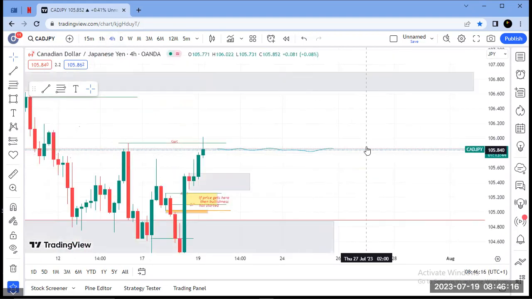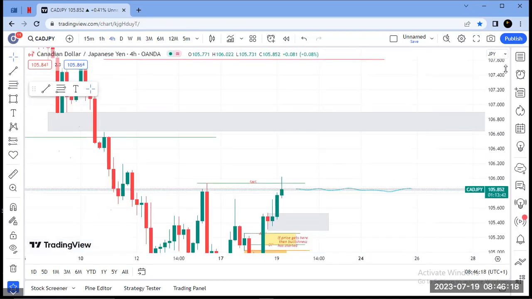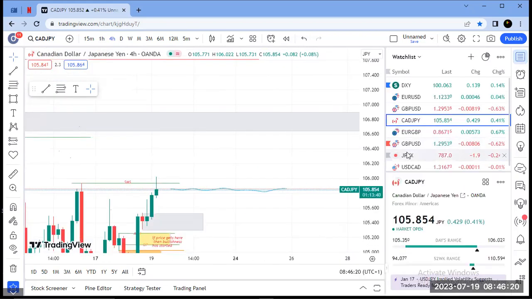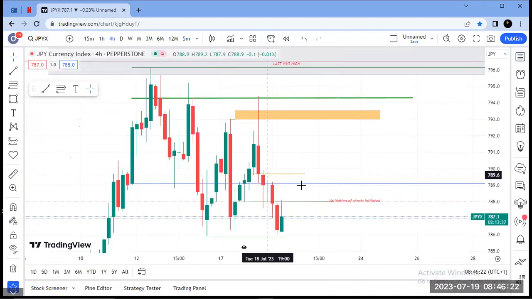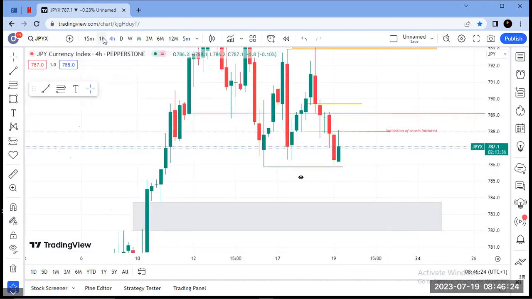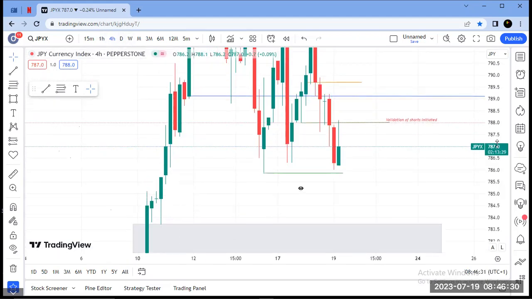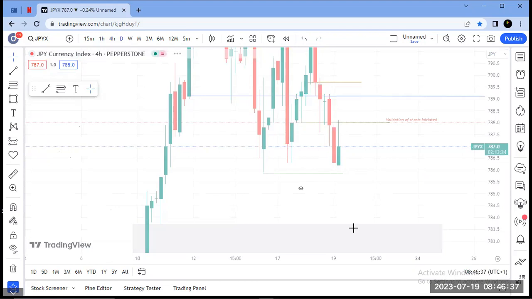Yeah. Let's look at the JPY index to give us more clarity, because we want to look out for the retracement so that we can go long on the CAD JPY for those that did not enter on time for that pair.